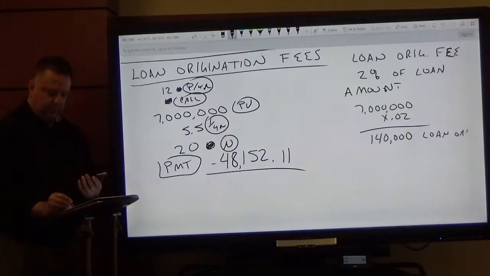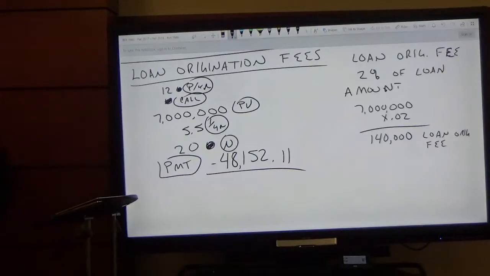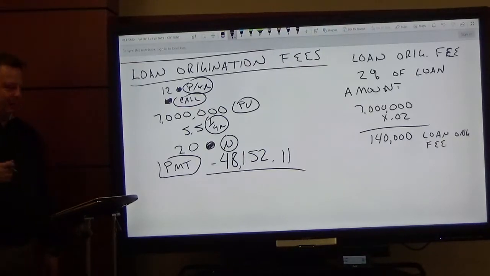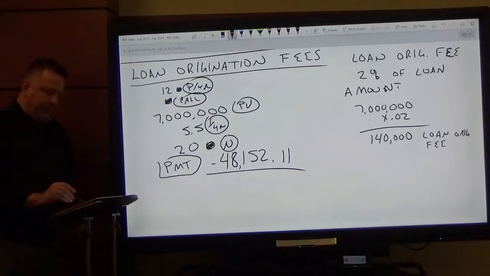Nice. Are you the lender? All right. Are we good with that? Yes or no? Yes. Okay. You're good with it unless you pay it. Okay. Right. All right. So that's our loan origination fee.